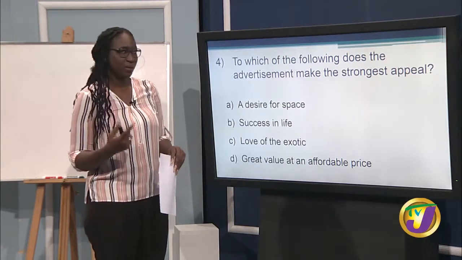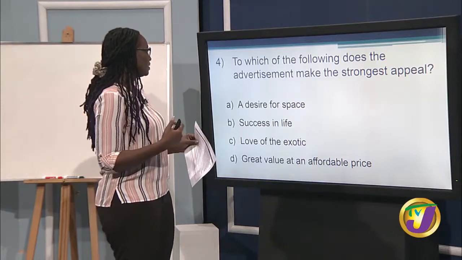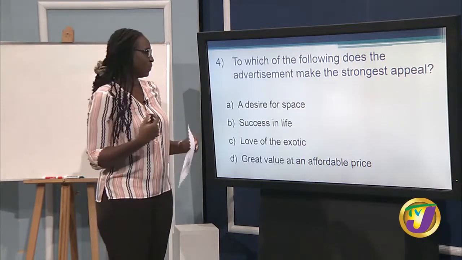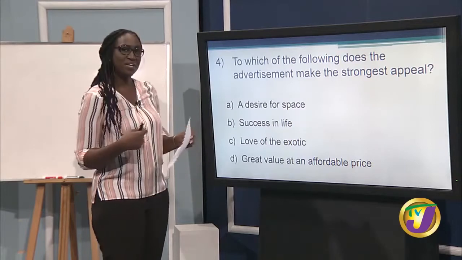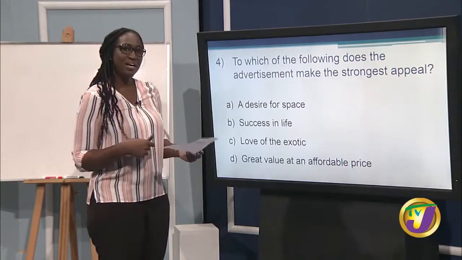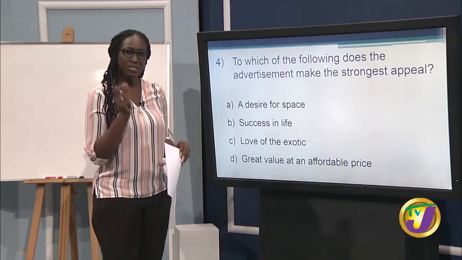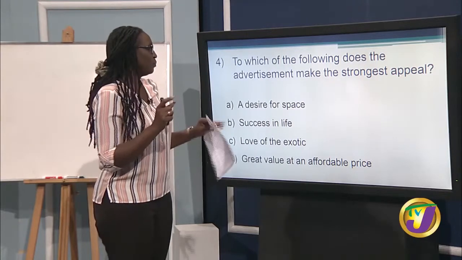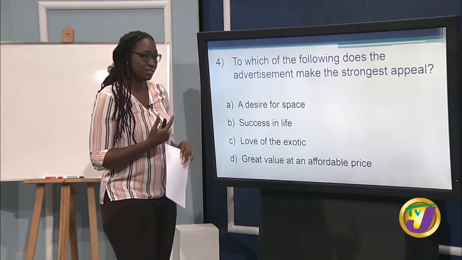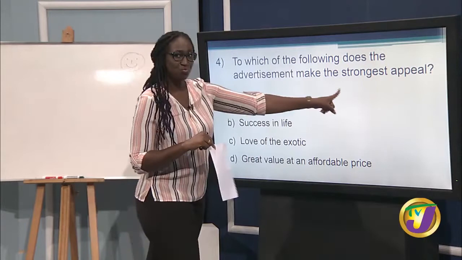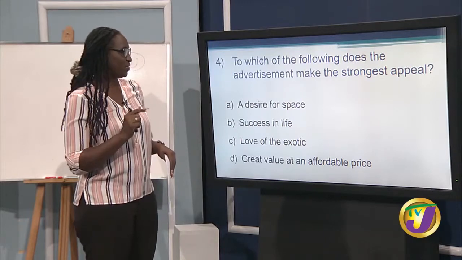To which of the following does the advertisement make the strongest appeal? So is it a desire for space? Is it success in life? Is it love of the exotic? Or is it great value at an affordable price? When you read the ad, what was the strongest thing that they were appealing to? Because if you look carefully at the ad, there are a number of things that are brought up, possibly all of these. But notice you're to focus on the strongest appeal. Which of these things did they emphasize more than the others?